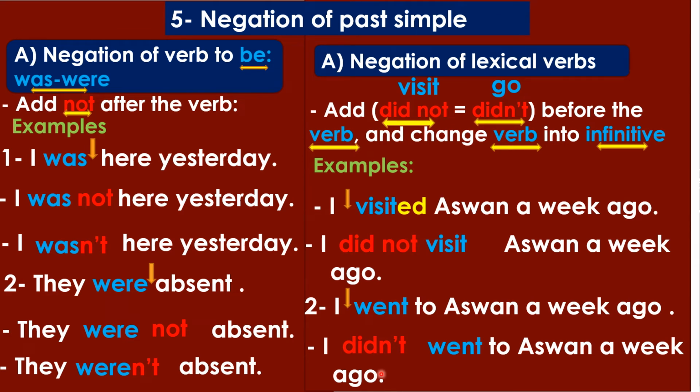Okay, this time I'm going to use didn't. I didn't, and went, I changed went into go. I didn't go to Aswan a week ago.